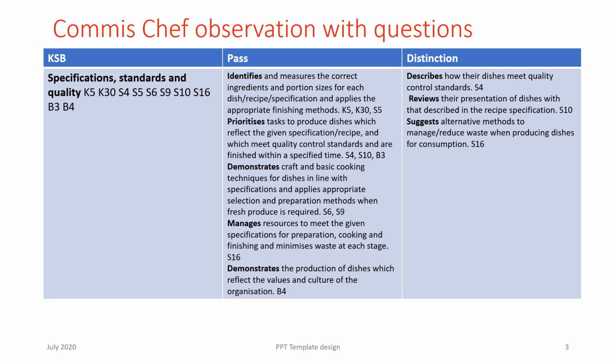So you can see within the pass criteria, everything highlighted in bold leads toward the apprentice actually undertaking the practical observation. So demonstrating, managing, demonstrating, prioritising, identifying. And then if you take a look at the distinction criteria, you can see that these are more aligned with potential questions that the endpoint assessor may be asking the Commis Chef.